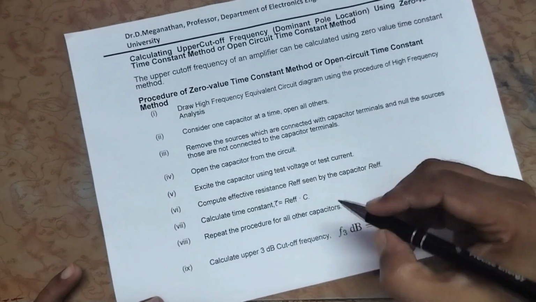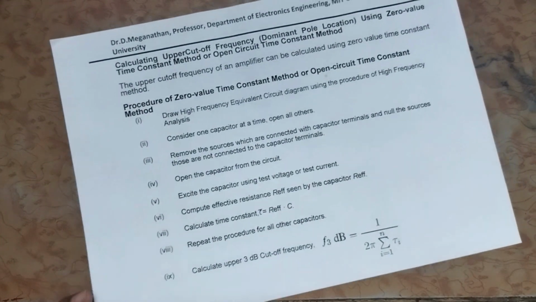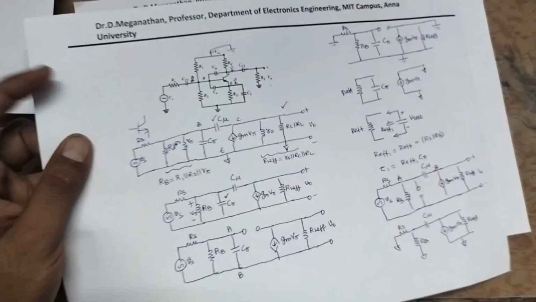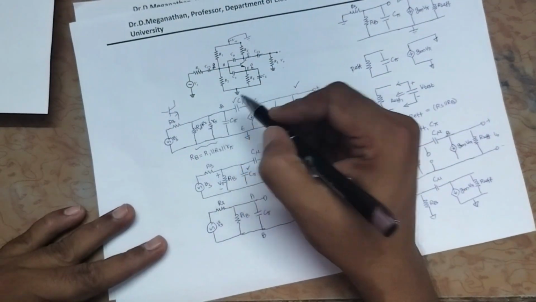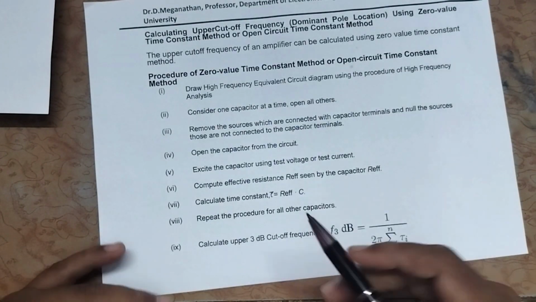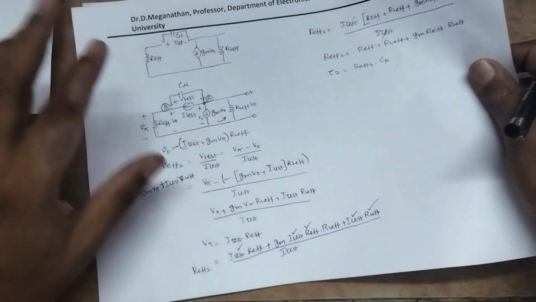Okay. Now, so what is the next one? We have completed the 8 steps, and we found that. So next step will be, we have to repeat the procedure for other capacitor. But this circuit has only 2 capacitors. We finish the procedure. Now the last one is calculate the upper 3 dB cutoff frequency. How to calculate the upper 3 dB cutoff frequency?